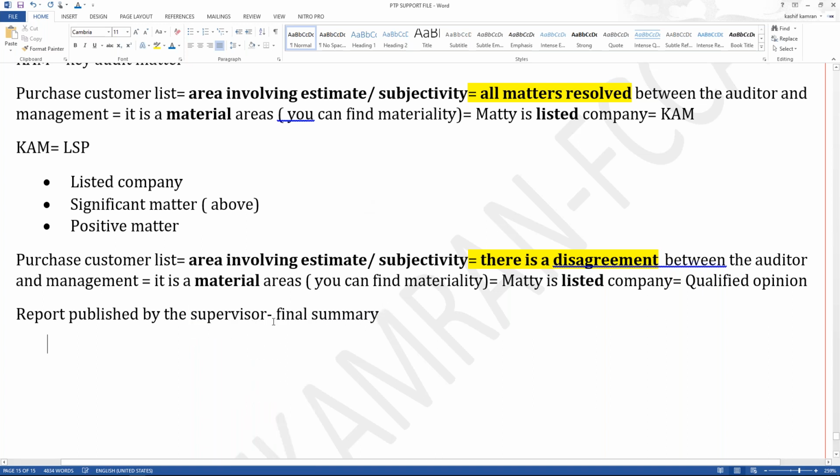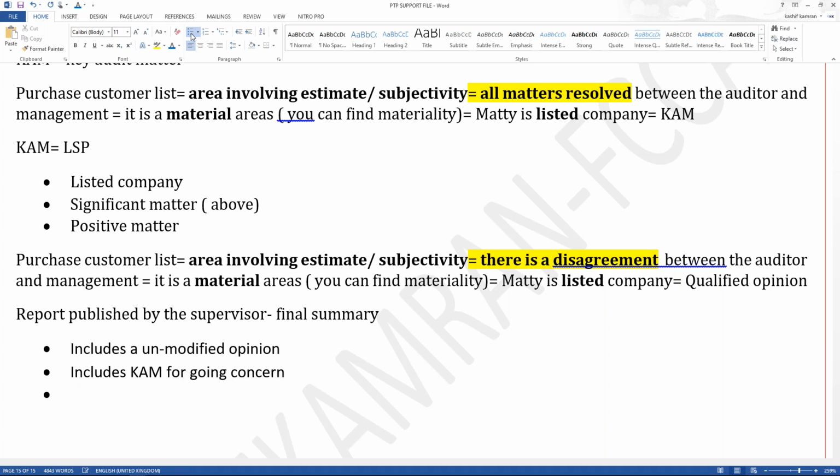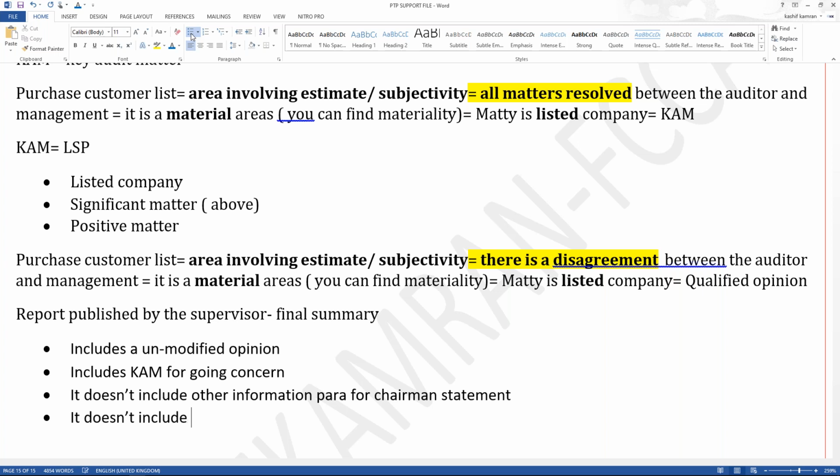First of all, the report published by the supervisor includes an unmodified opinion. Number one. The second, it includes CAM for going concern. Thirdly, it doesn't include other information paragraph. It doesn't include other information para for chairman statement. And fourthly, it doesn't include a key audit matter for purchased customer list.